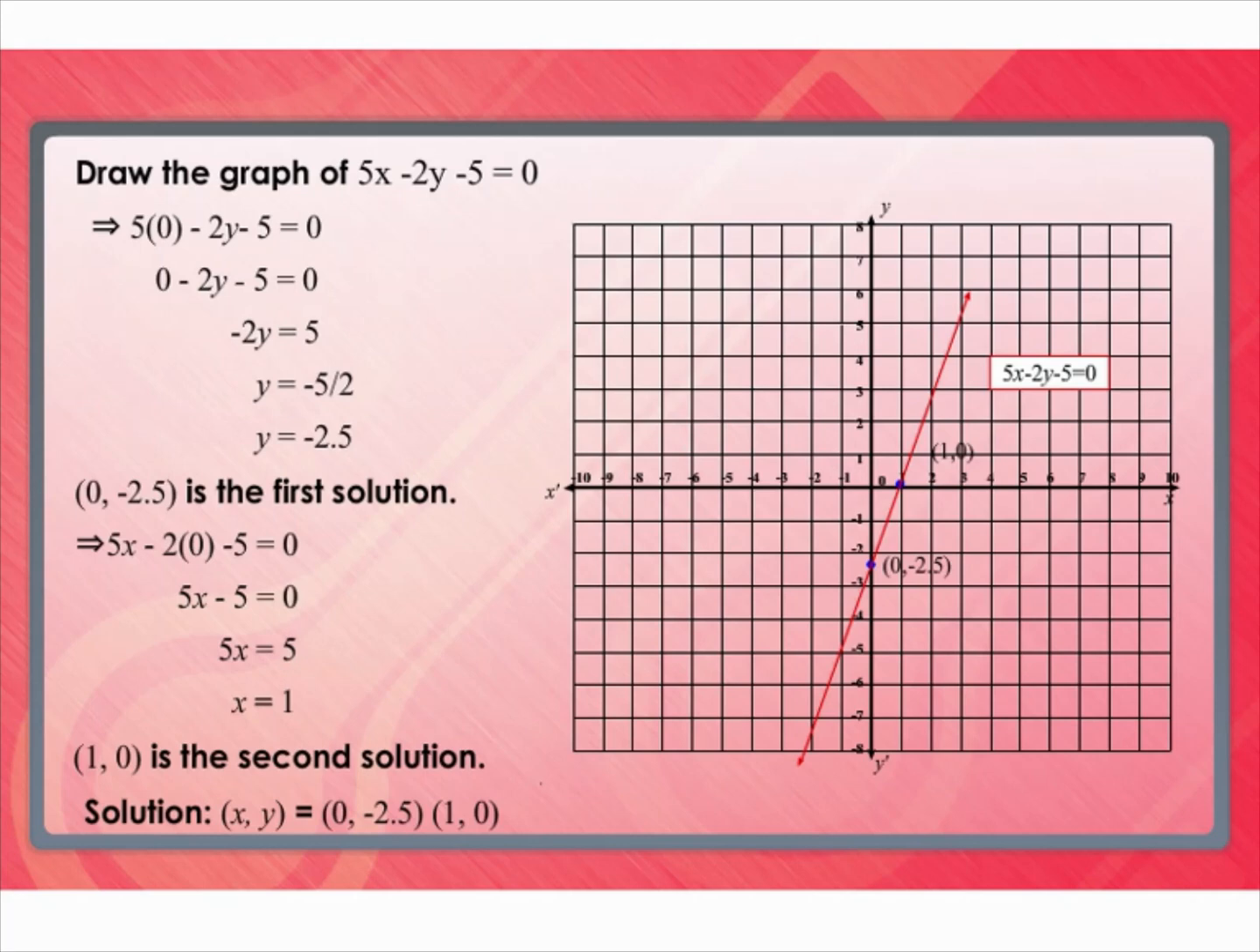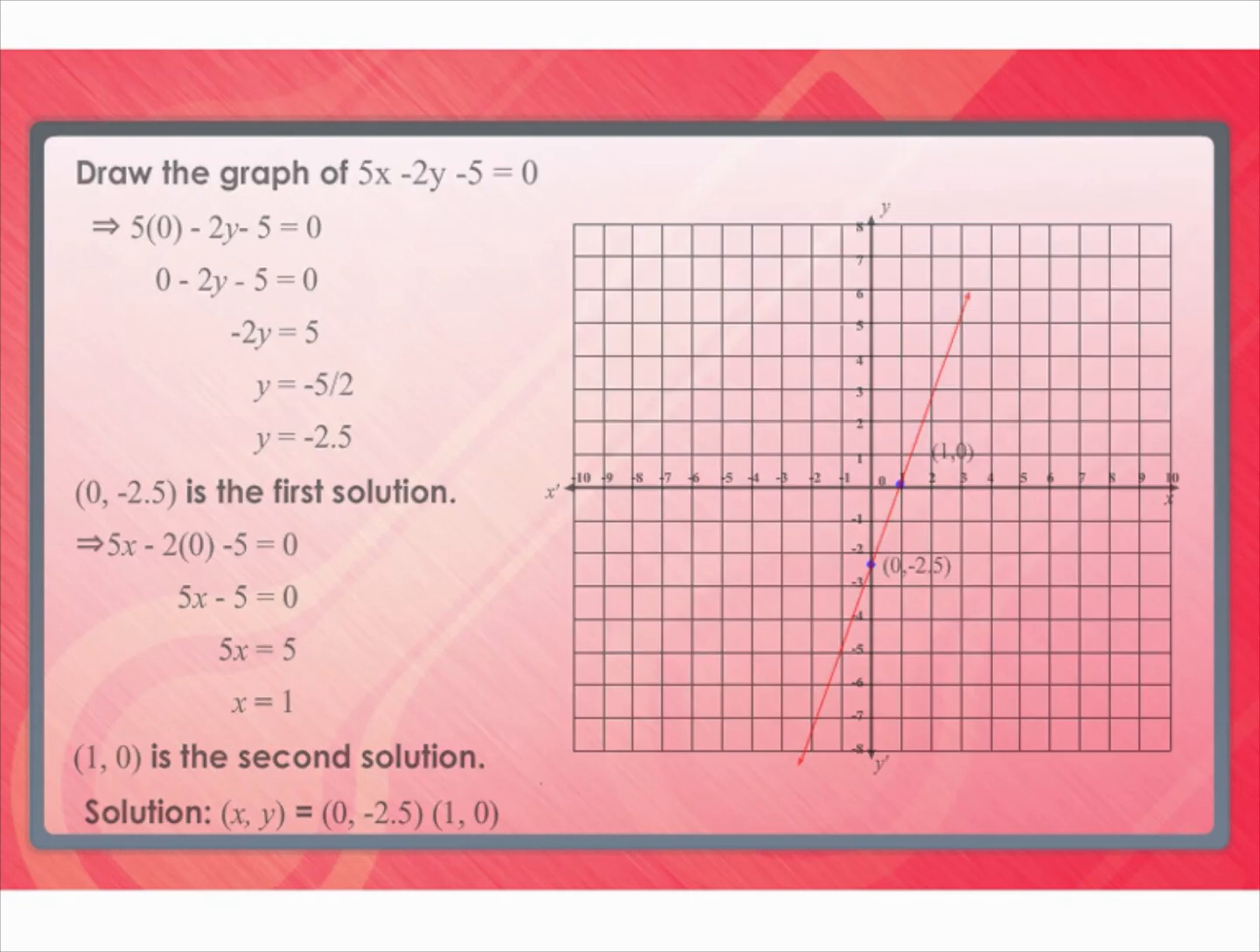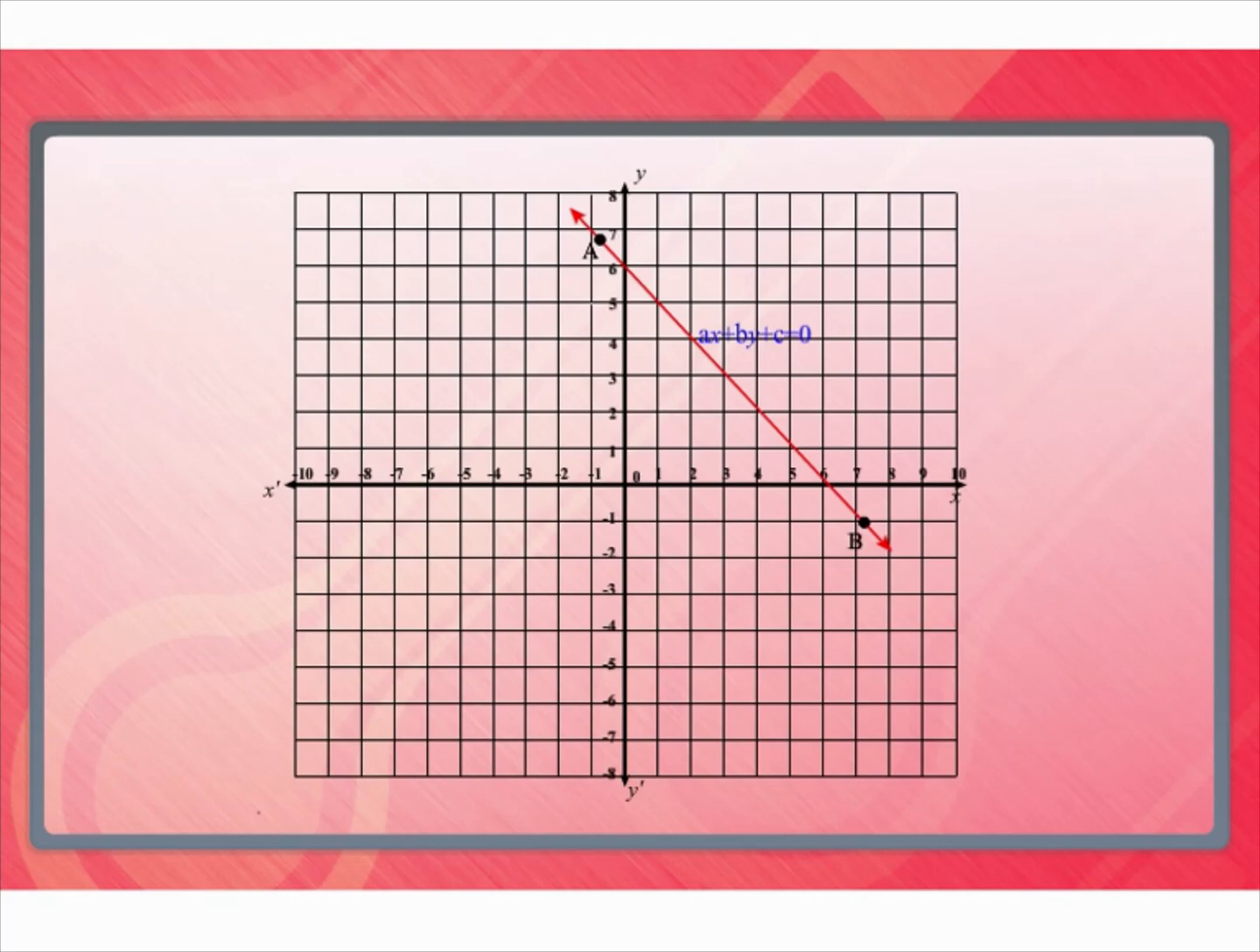Therefore, all points that lie on the same line are solutions of this linear equation. From this example, we conclude that any linear equation of the form ax plus by plus c equals 0 represents a straight line on the graph.